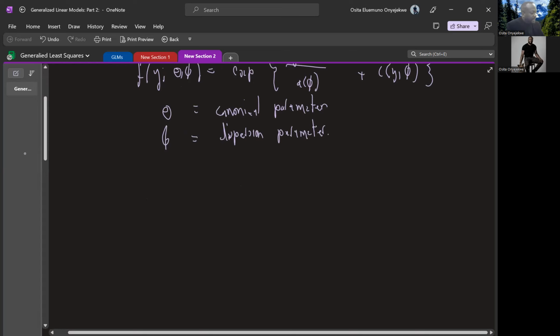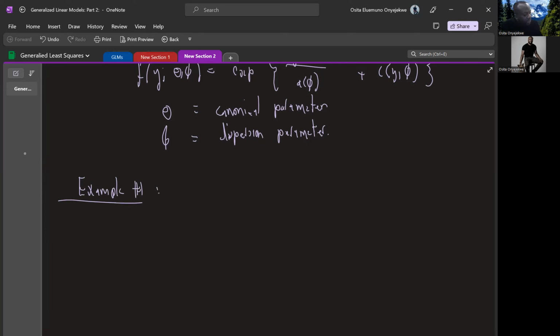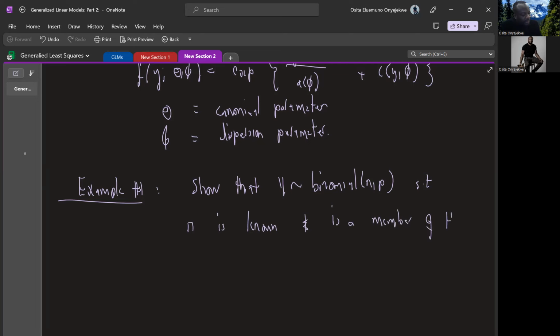So let's do a little bit of math now. Let's call this example number 1. We want to show that y is a member of the binomial distribution for some n and p, such that n is known, and is a member of the exponential family.